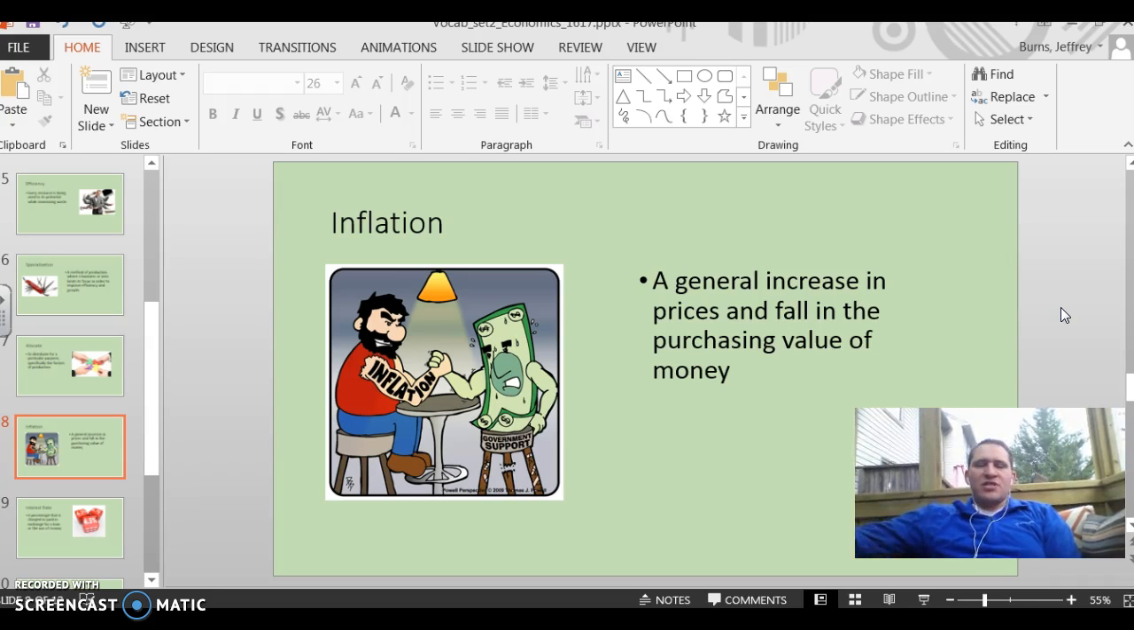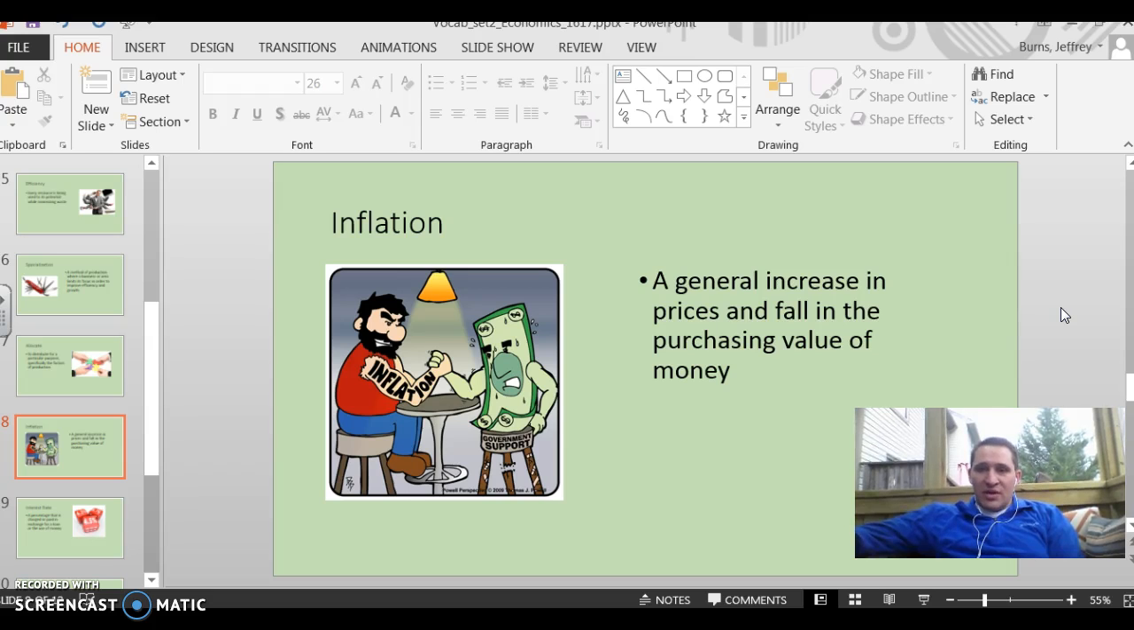Inflation, we're going to talk about when we get into the government's role in the economy and the Federal Reserve. But basically, we don't want inflation, because prices go up because of different factors in our economy. A student the other day asked me, why can't they just put more money into the economy? Well, the more money that's out there, the more prices will go up. It causes inflation, and that's not a good thing.